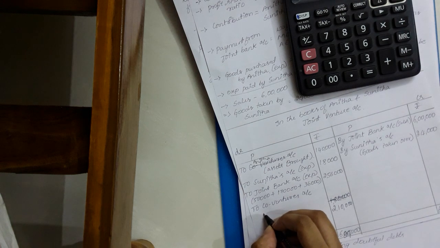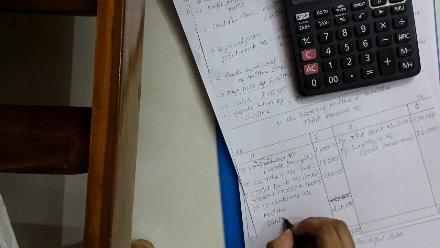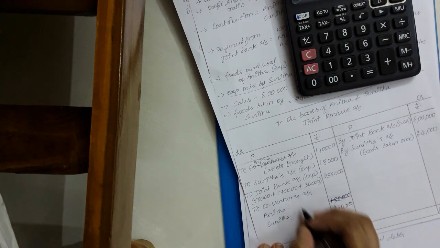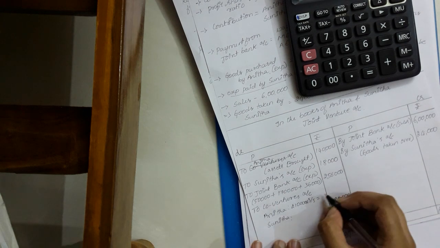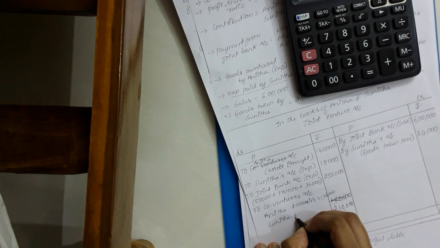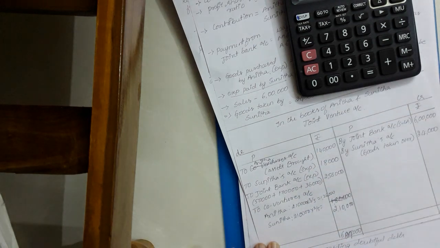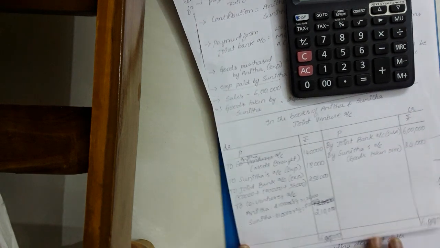So who are the co-venturers? Anita and Sunita. So in what ratio are they distributing the profit among themselves? That is 3:2 ratio. So 2,10,000 into 3 by 5, for Anita it will be 1,26,000. Sunita: 2,10,000 multiplied by 2 by 5, so the value will be 84,000. Done. So here it is tallied.